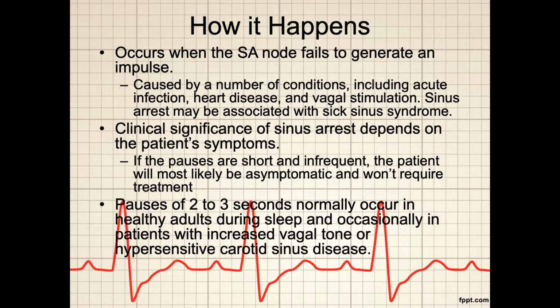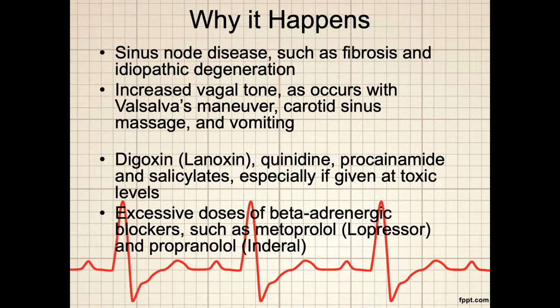Pauses of 2 to 3 seconds normally occur in healthy adults during sleep, and occasionally in patients with increased vagal tone or hypersensitive carotid sinus disease. This may occur in such conditions as sinus node disease, such as fibrosis and idiopathic degeneration, or with increased vagal tone, such as occurs with Valsalva's maneuver, carotid sinus massage, or vomiting.